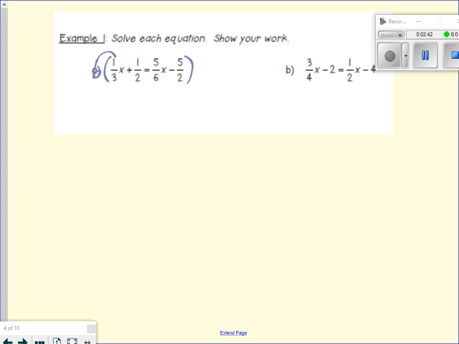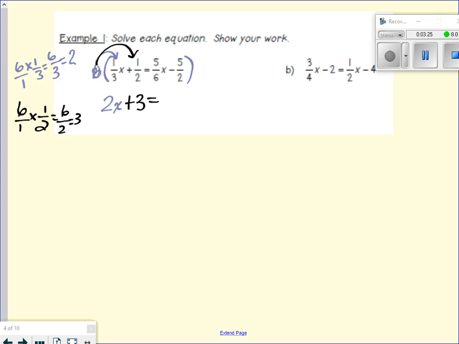So let's look and see. 6 times 1/3, and if you want to do it out to the side, that's fine. Again, that's top times top, and remember, underneath the whole number there's a 1. 6 divided by 3 is 2, so 6 times 1/3 is 2. So this is 2x. 6 times 1/2 is 3, so this is plus 3. Notice we no longer have fractions.